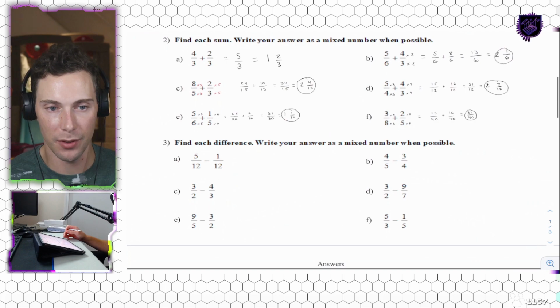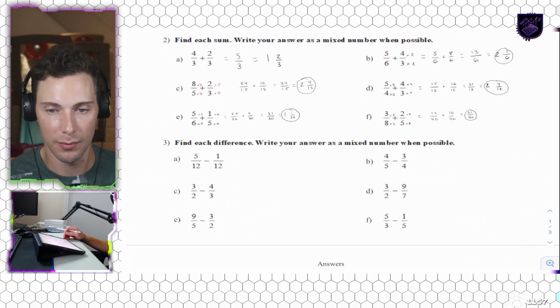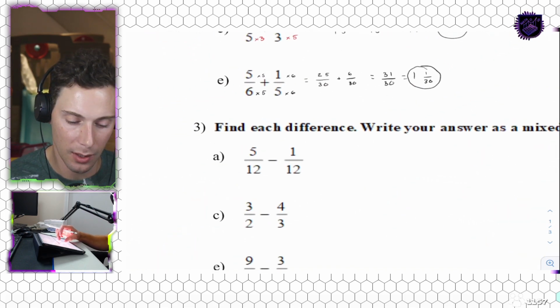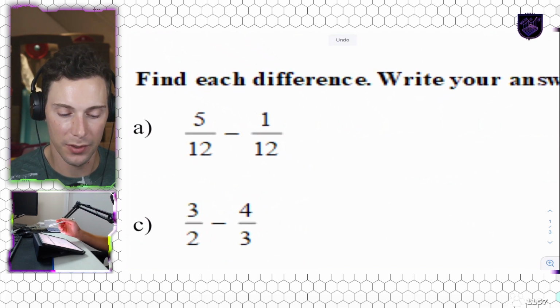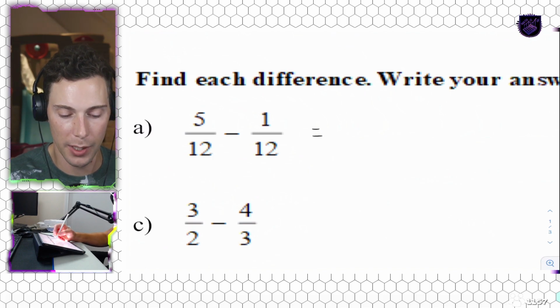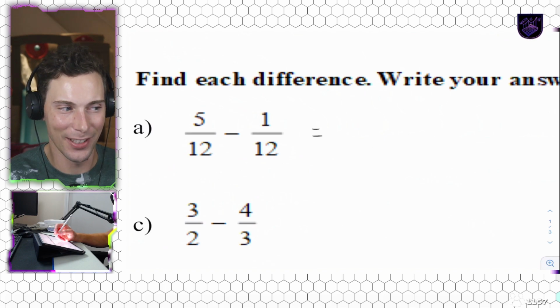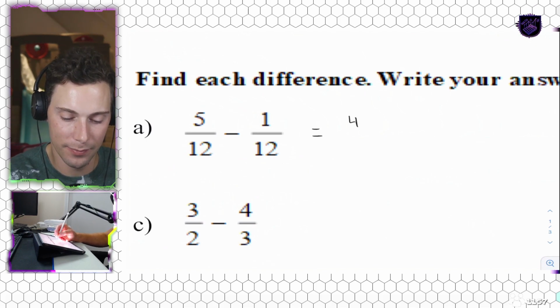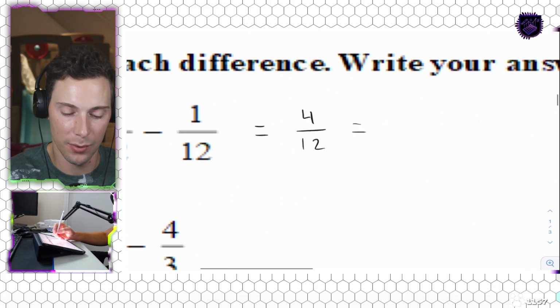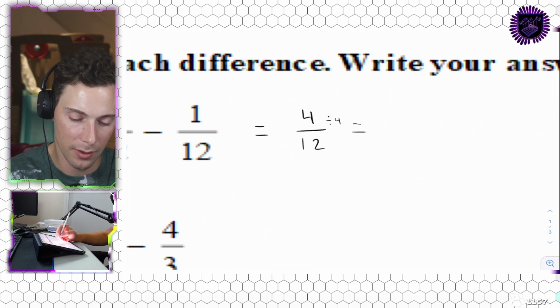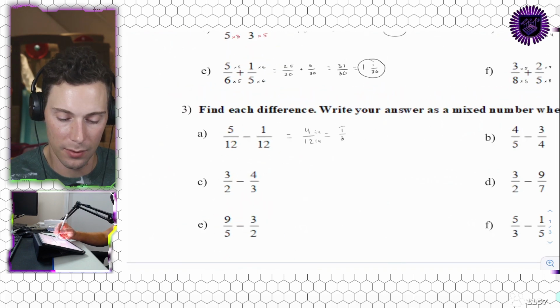All right, question number 3A, or all three, are all subtraction. Find each difference. Write your answer as a mixed number when possible. I don't know how many mixed numbers there are going to be. We start off with one with already common denominators, 12s. So this one's simply showing my work here. It's simply going to be 4 12ths. It's simplified into divide by 4, divide by 4. It's going to be 1/3. Answer is 1/3.